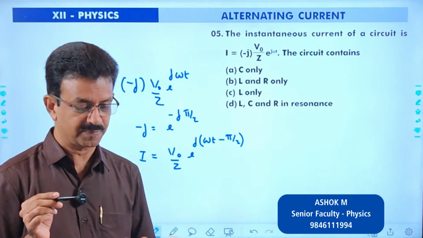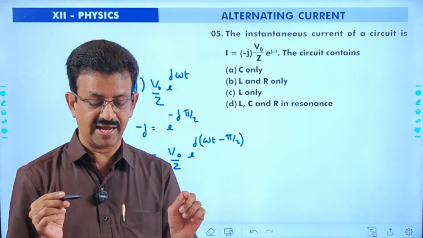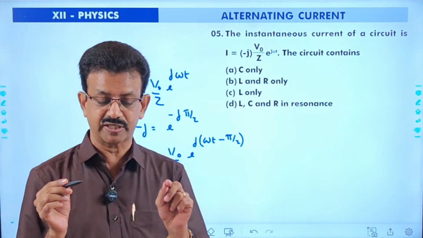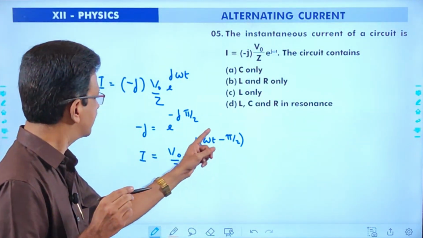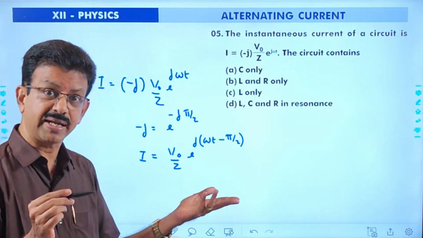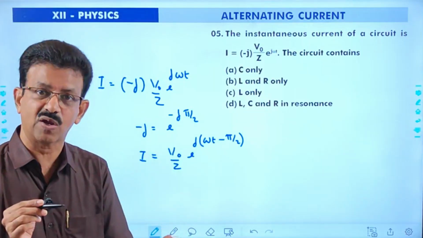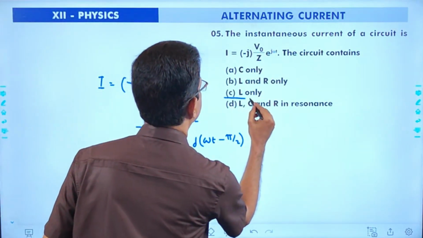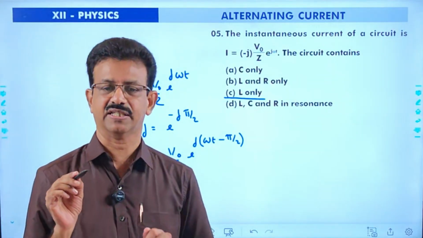Here the question is, the instantaneous current is given as I equal to minus j V0 by Z e raised to j omega t. The circuit contains, as we understood already, current lags behind the voltage by a phase angle pi by 2. This is happening for a circuit having inductor only. Therefore, the correct choice is C. Circuit having L only. C is the correct choice.